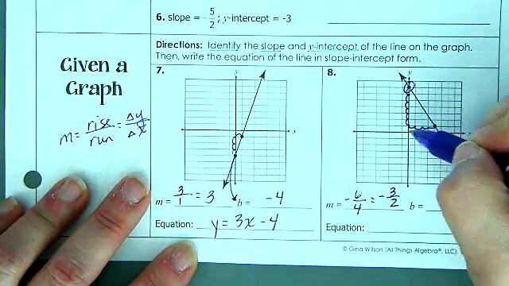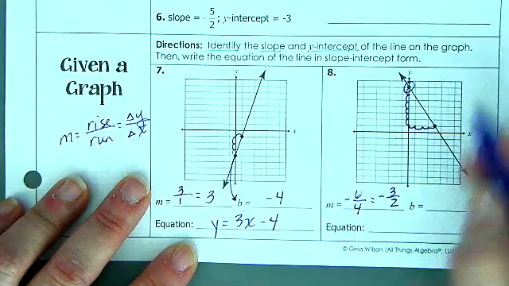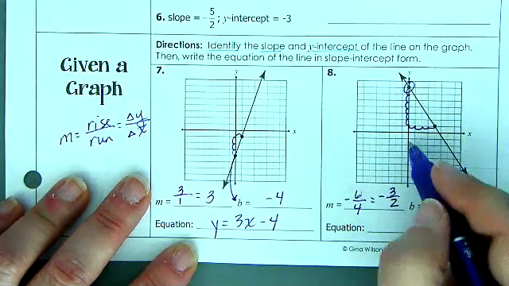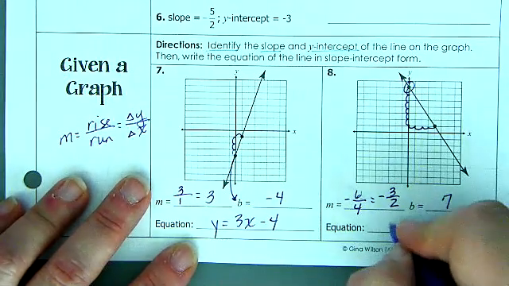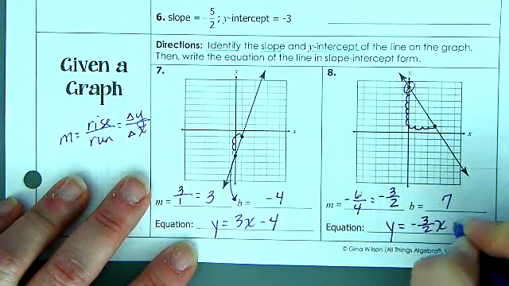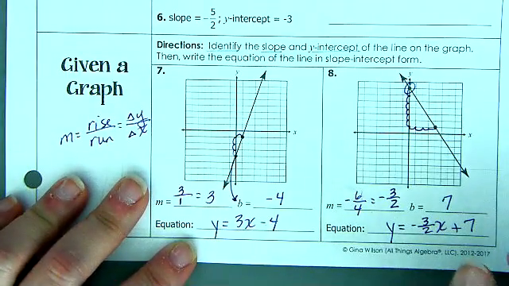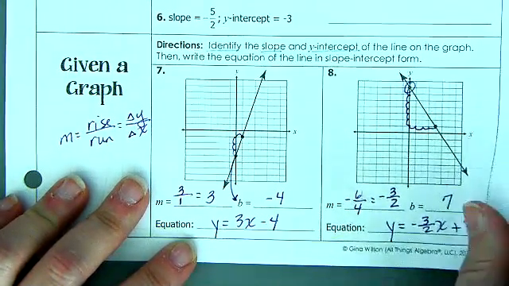And now what's the y-intercept? That's this right here. So I've got 1, 2, 3, 4, 5, 6, 7. And that's a +7 because it's above the y-axis. So now my equation is y equals -3/2 x plus 7. And that's the first half. This was the slope-intercept form.